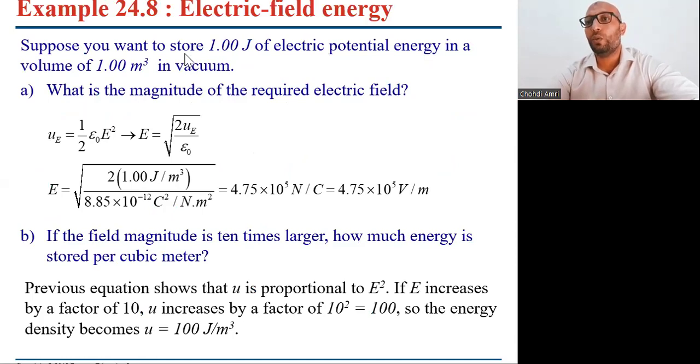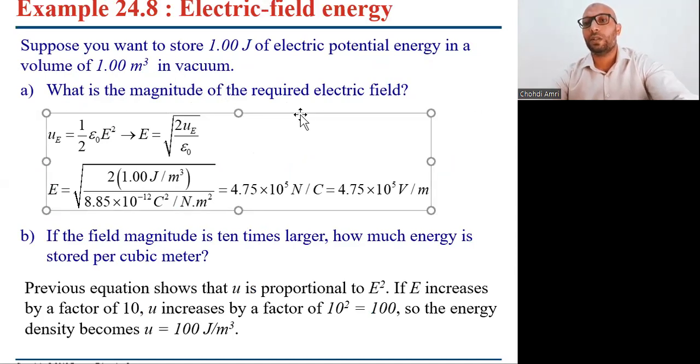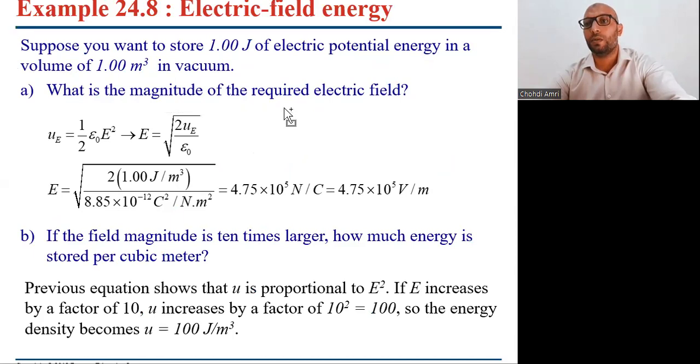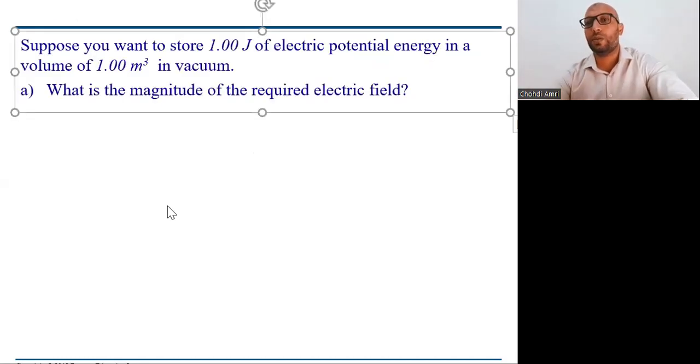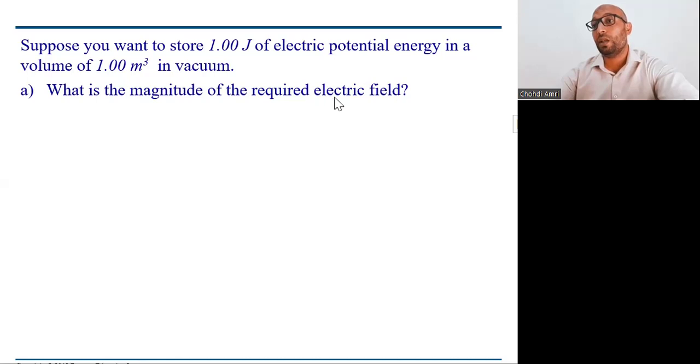Suppose you want to store 1 joule of electric potential energy in a volume of 1 meter cube in vacuum. The question is, what is the magnitude required of this electric field? That's very good. So as usual, we want to solve step by step.